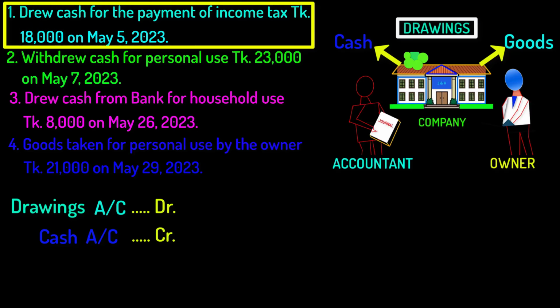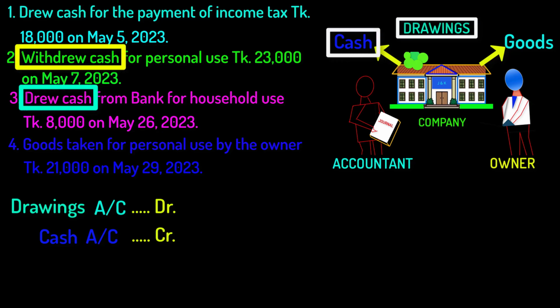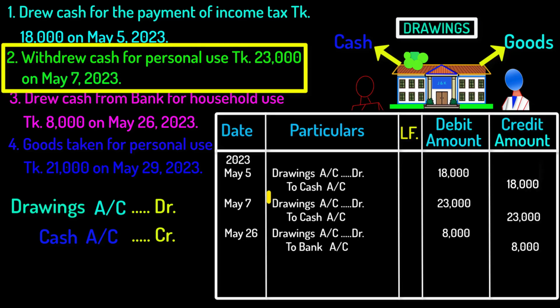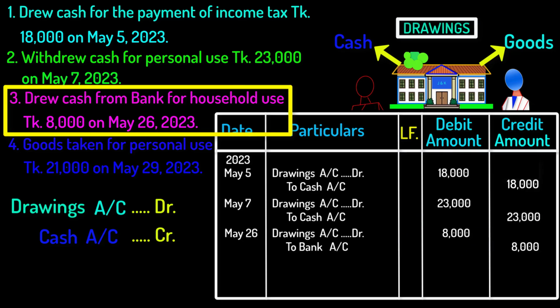Like this transaction, as these two transactions are also related to cash drawings, by applying the same process for this transaction, you will get drawings account debit to cash account, and the amount will be taka 23,000 here and here also. For this transaction, you will get drawings account debit to bank account. Why bank account? Actually, the owner drew cash from the company's bank, so bank account will be affected here. Here the amount will be taka 8,000 and here also.